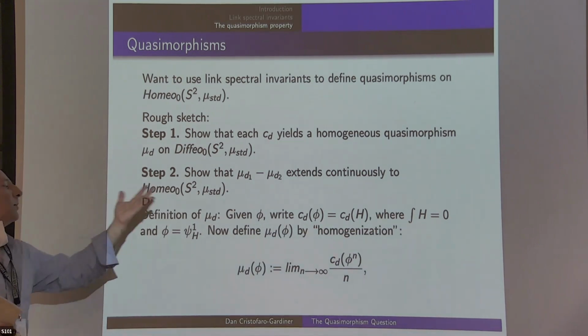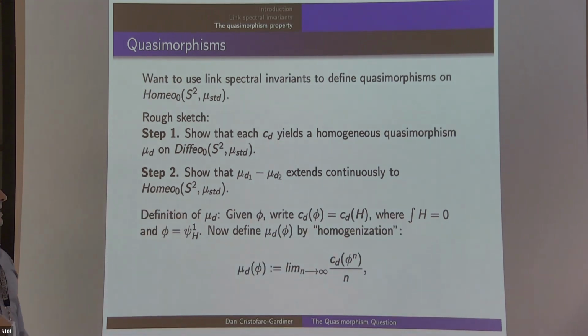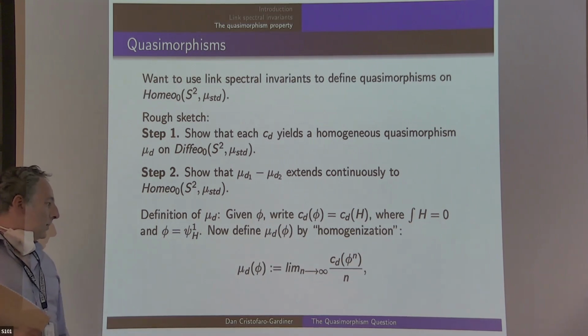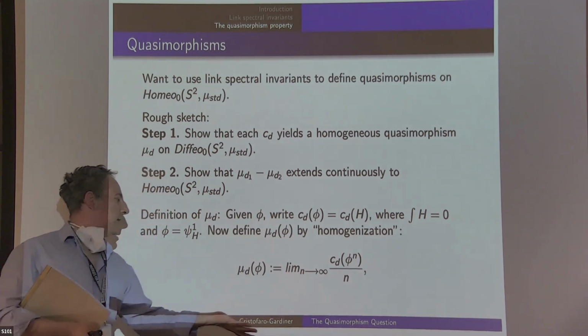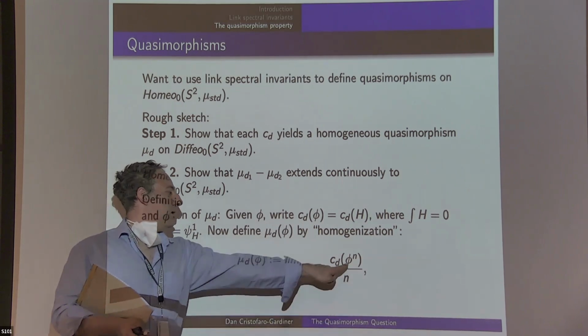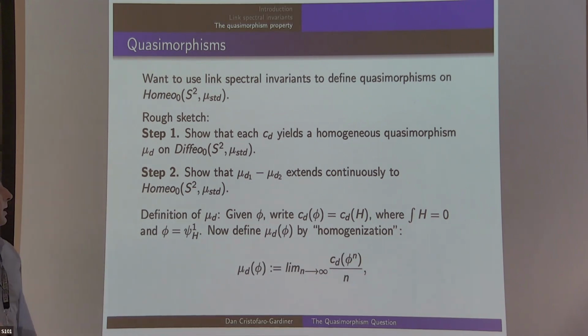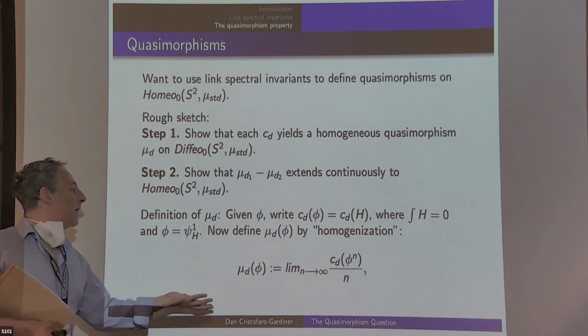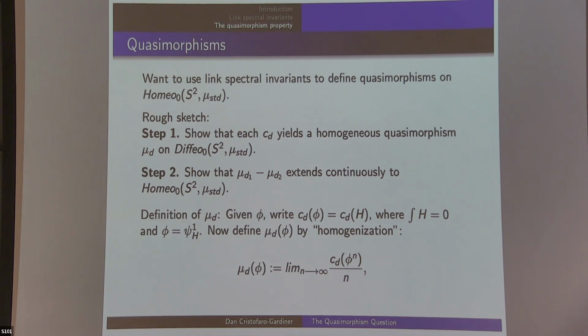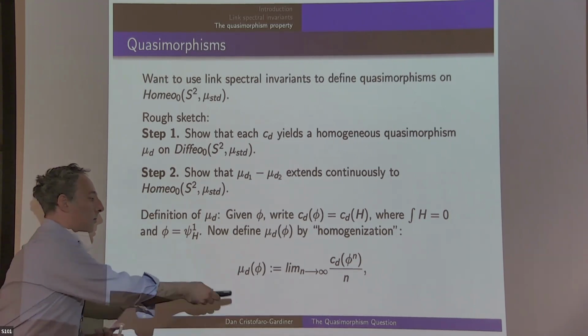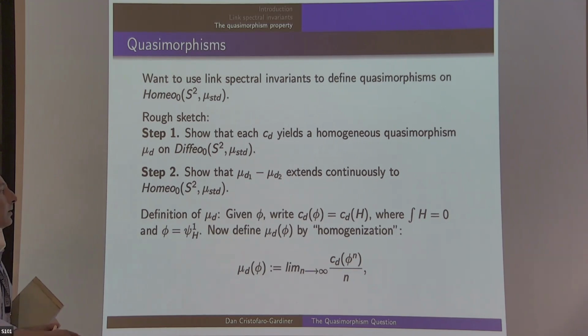So I pick a mean normalized Hamiltonian, and now I homogenize, much like how I define the stable commutator length. I pick a mean normalized Hamiltonian for phi to the n and divide by n. It turns out that this is well defined and gives a homogeneous quasimorphism. I'm not going to explain why this is well defined, but I do want to explain why it gives a quasimorphism. Are there any questions about the definition?